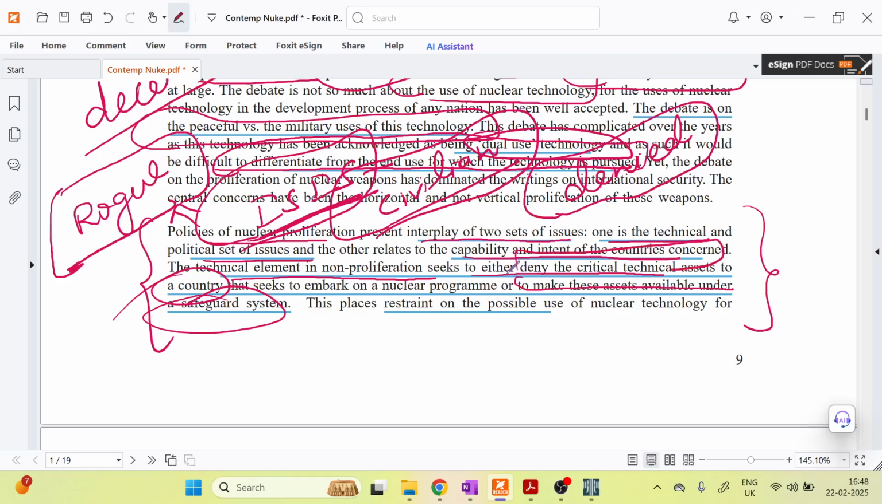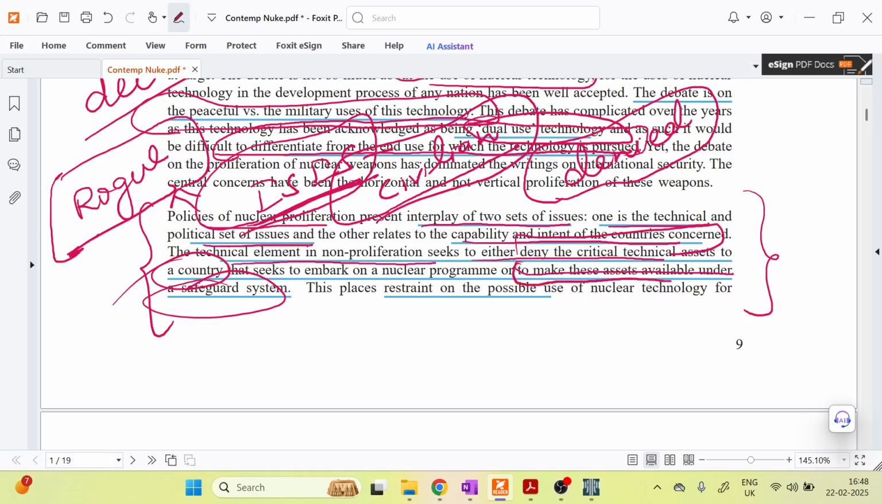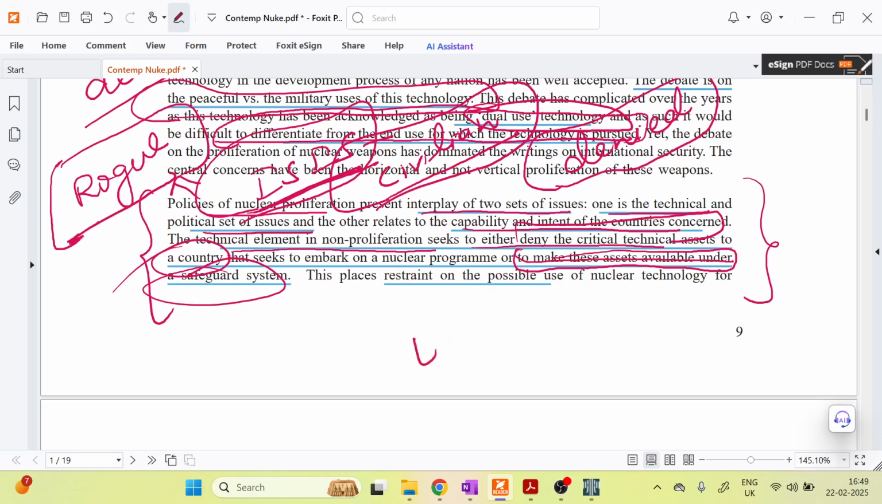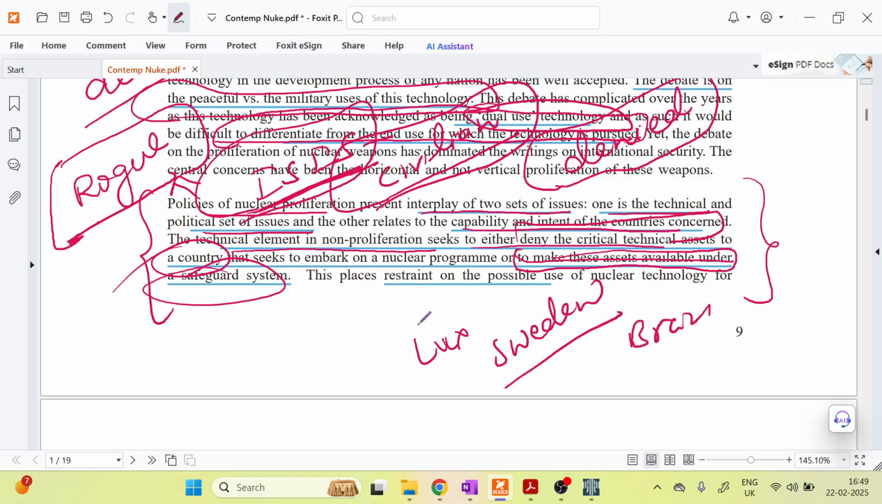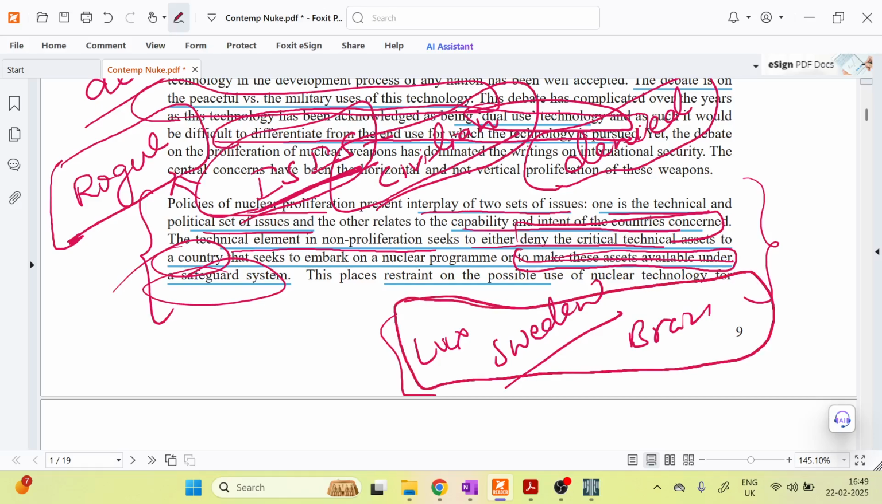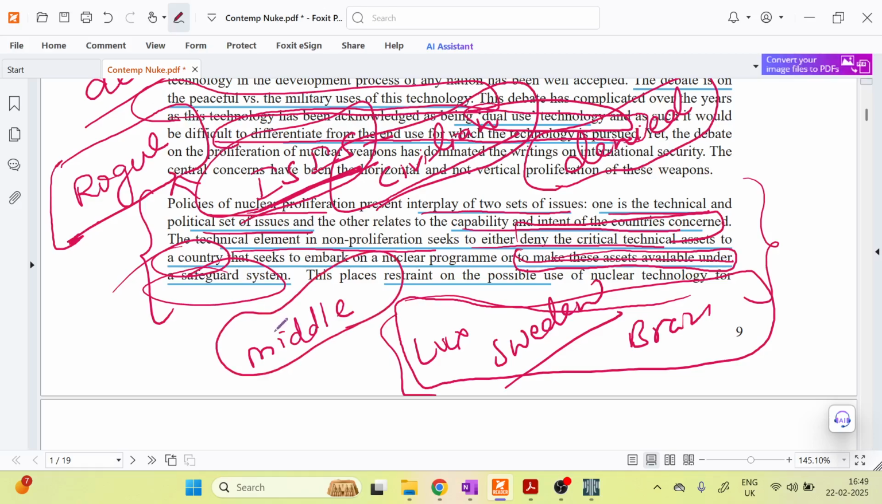But then there are some genuine countries, some developed, some democracies, some politically stable countries. Let's say Luxembourg, Sweden, Switzerland, Brazil, many of which are middle powers that have worked on a politically stable course. If they seek to acquire these assets, then they can be provided such assets, but under a safeguard system, where there would be a regulator who would keep a watch on them, who would inspect and monitor their assets, their technology, their end use, and so on.